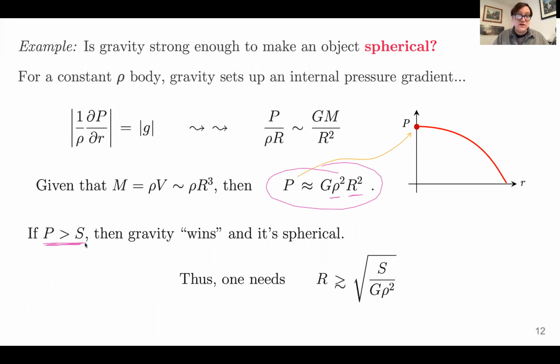If the gravitational pressure is stronger, then that means gravity is able to distort this thing into a spherical shape. If the tensile strength is stronger, then gravity is not able to do that, and the shape of the object is just whatever it happened to be as random objects collected together to form that object. Right, so you can of course take this and rearrange it to get a minimum or a critical radius, right? If the radius is bigger than this easily computable quantity for a given type of material, then it'll be spherical, gravity will win. If it's smaller, it won't be spherical.